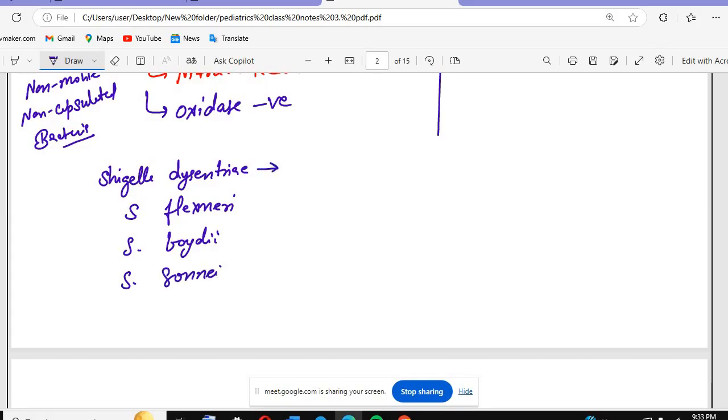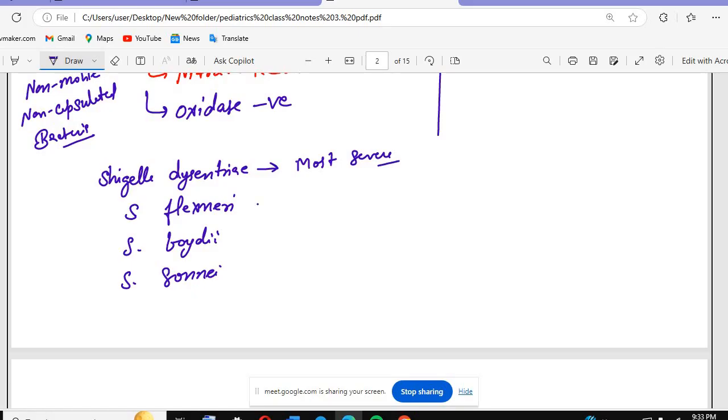Dysenteriae, remember, is the most severe. Dysentery means some kind of bloody diarrhea, you can say. With Shigella dysenteriae, the patient's condition is the most severe.